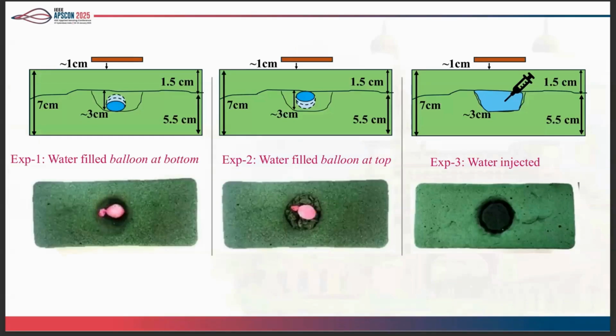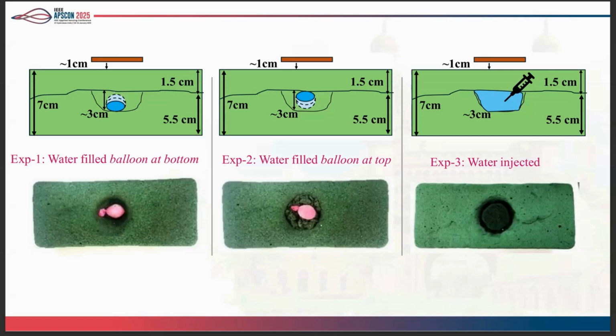Then we emulated edema in three different ways. In one way, we filled the water balloons and put them at the bottom. The bottom of the balloon is fixed, so whenever we increase the water content, it increases toward the top. That means the distance of the antenna from the top surface of the water changes with the increasing amount of water.